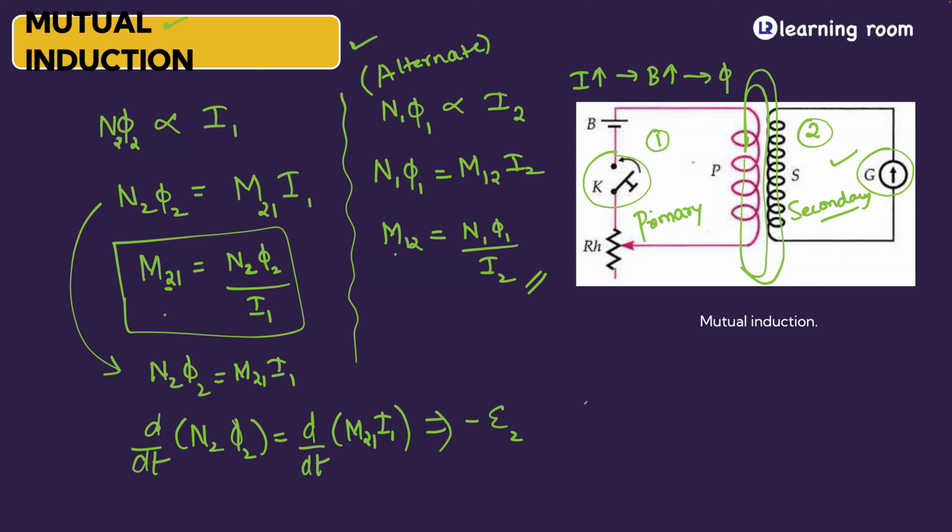This will be equal to M21, I can take it out, into dI1 divided by dt, which implies M21 is equal to minus E2 divided by dI1 divided by dt. Is the point clear? Right. So M21 will be equal to minus E2 divided by dI1 by dt. This is another expression for the same mutual inductance in terms of EMF and the rate of change of current.